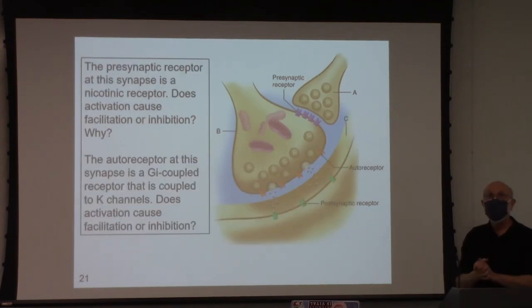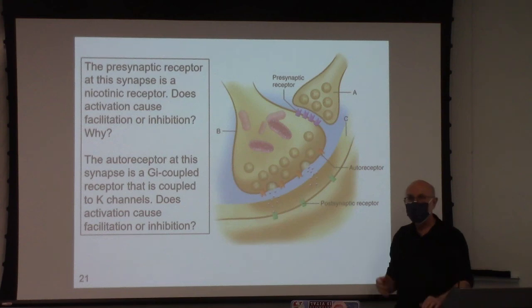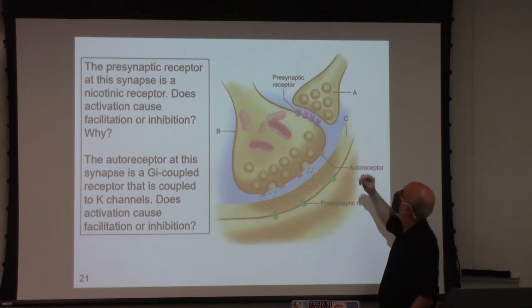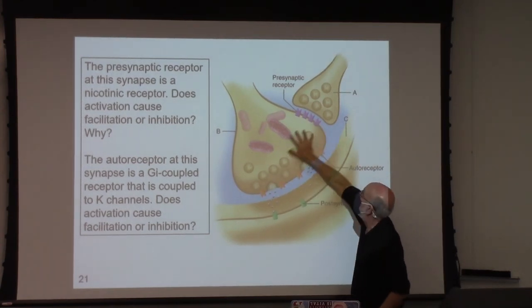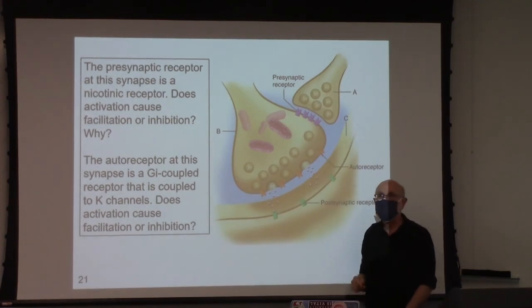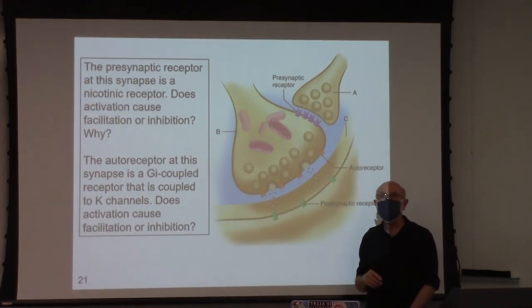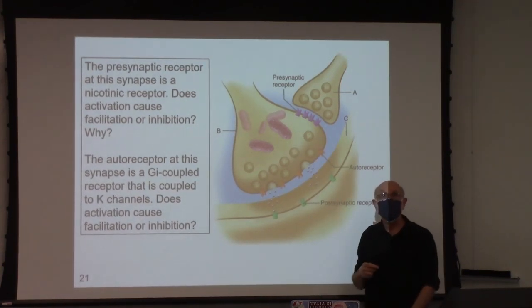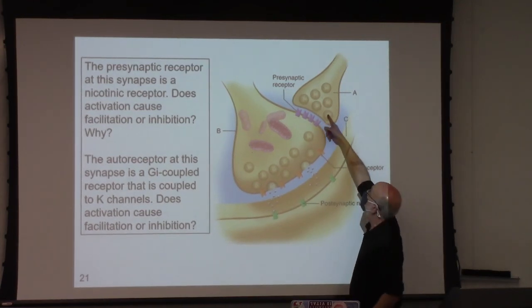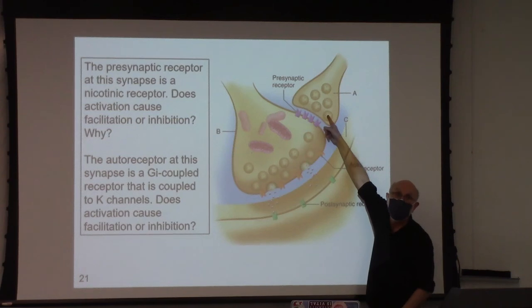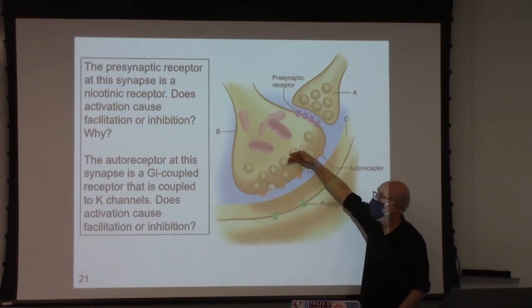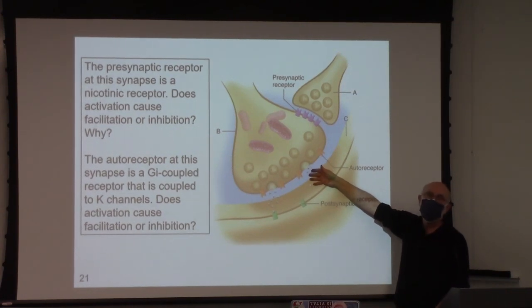So now I want to take another 5-minute interval, and I want you to answer these questions. The presynaptic receptor at this synapse is a nicotinic acetylcholine receptor. You worked with this in your problem set. I'm trying to reinforce some information from your problem set. You have to remember what a nicotinic acetylcholine receptor does. So this neurotransmitter here is acetylcholine, and it's interacting with a nicotinic acetylcholine receptor. Does that facilitate or inhibit the release of this neurotransmitter? Let's just say it's glutamate.